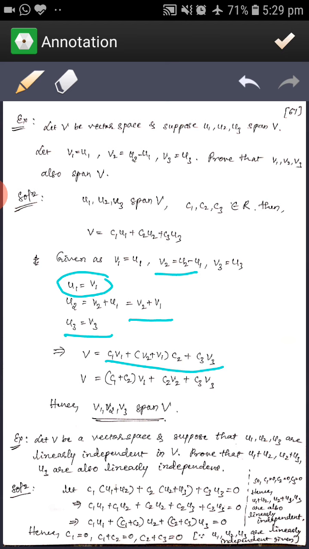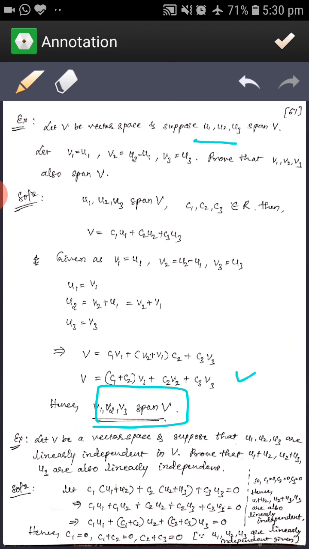If you apply the same thing in this equation, we get c1 v1 plus c2 into (v2 plus v1) and c3 into v3. Now if you take the common terms, we get (c1 plus c2) into v1, c2 into v2, and c3 into v3. In a similar manner, wherever u1 u2 u3 was there, we are now getting v1 v2 v3, and these coefficients are scalars. Hence we show that as u1 u2 u3 span V, v1 v2 v3 will also span V.